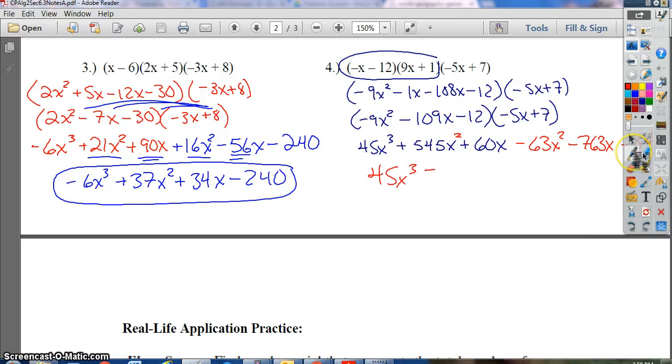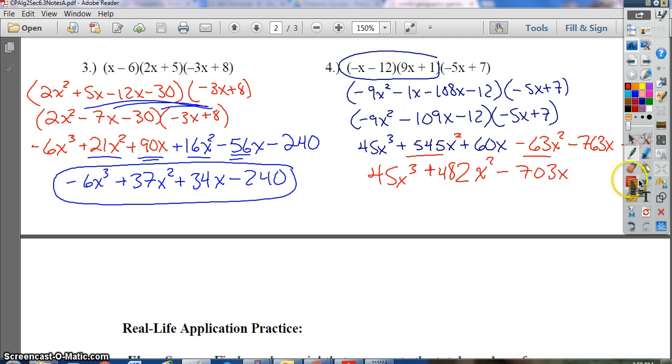Before I left off, I did 45x to the third. I'm going to combine my x squared terms, which would be these. So I'm going to do 54x squared minus 3x squared. So let's go ahead and do it. 5 minus 3 is 2. 54 minus 6 is 48. So 48x squared. As far as my x's are concerned, I'm going to be left with negative 703x.